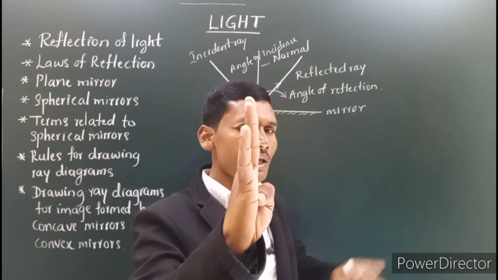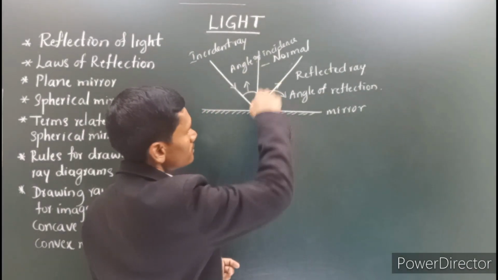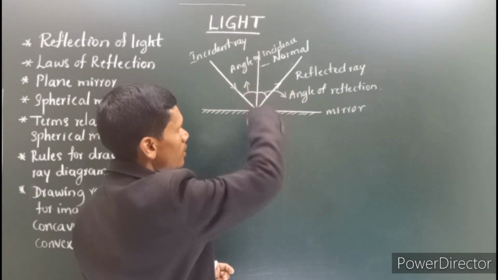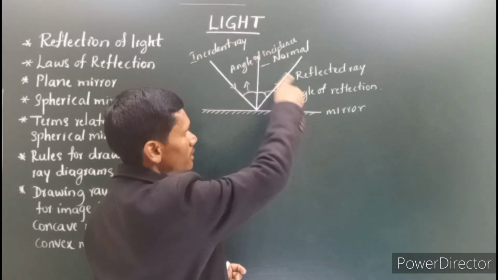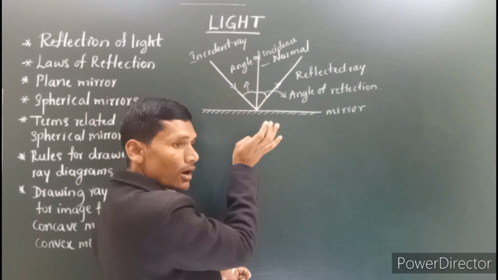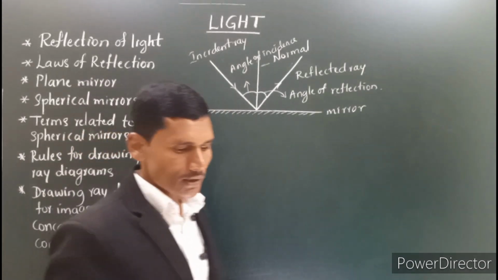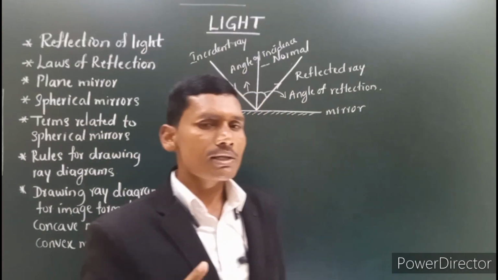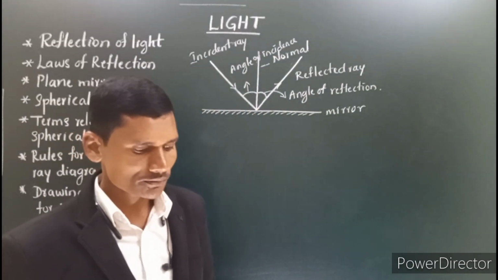So all these lines are coming in the same plane. Means this incident ray, reflected ray, and normal are coming in the same plane. Means I can draw them on the board. No ray is coming out of that or going behind the board, right? They are in the same plane. This is the second law of reflection.